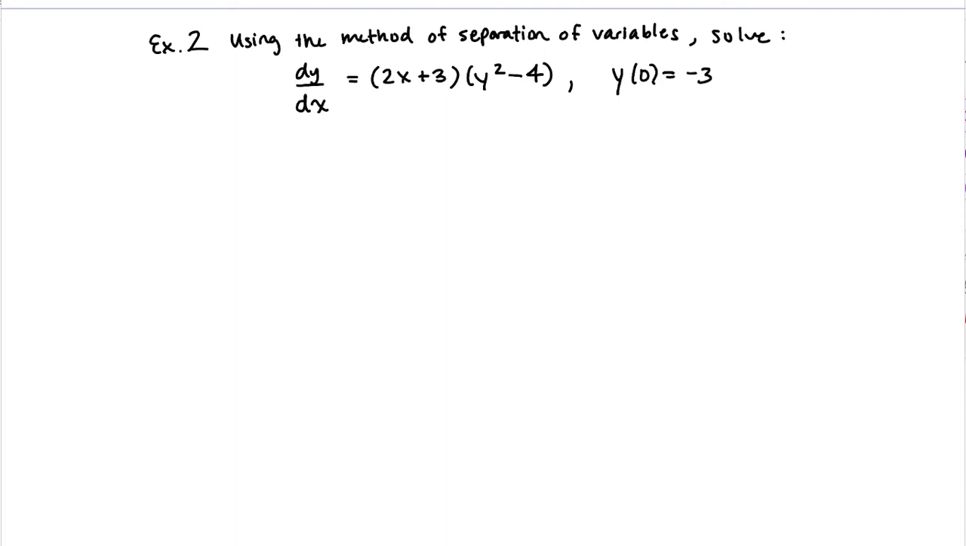Okay, so to get started here, we're going to separate our function of x and our function of y again. Hopefully it's a little more obvious now that we saw the algebra in the last example that our left-hand side will be 1 over (y squared minus 4) times dy. And our right-hand side will be (2x + 3) times dx. And I can then integrate both sides.